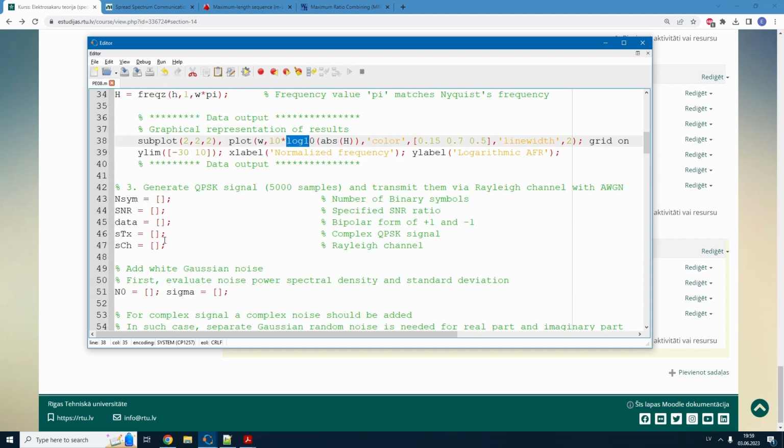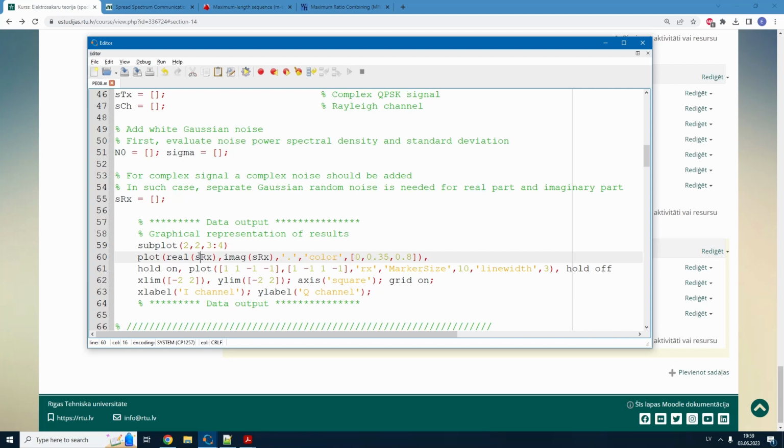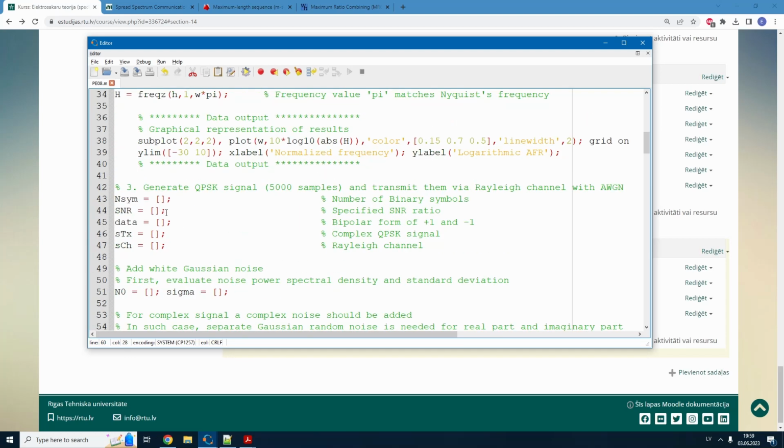So okay, next step is to generate the signal, 5000 samples, and transmit it via this Rayleigh channel. Then we are going to calculate the noise power, add noise to this signal, and finally plot this signal with Rayleigh fading and noise. Yes, the plotting itself is already done. So here we need to specify that what we want to generate is 5000 symbols, the number of binary symbols, yes, bits basically.